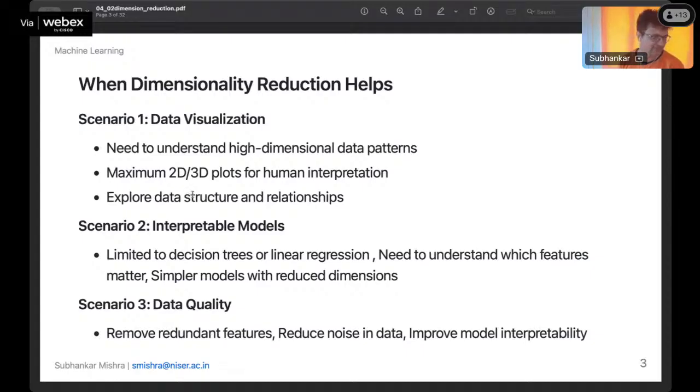So yeah, this was the example. Then data visualization: if you have to understand high dimensional data patterns and we want to explore data structure and relationships. For example, if I ask you to find clusters in a 1,000 dimensional space, it will be difficult. Rather, if it is clustered in a two-dimensional or three-dimensional space, it's easier to verify. And then interpretability, I told you how it's useful, and then data quality. So hopefully dimension reduction will remove the unwanted noise.